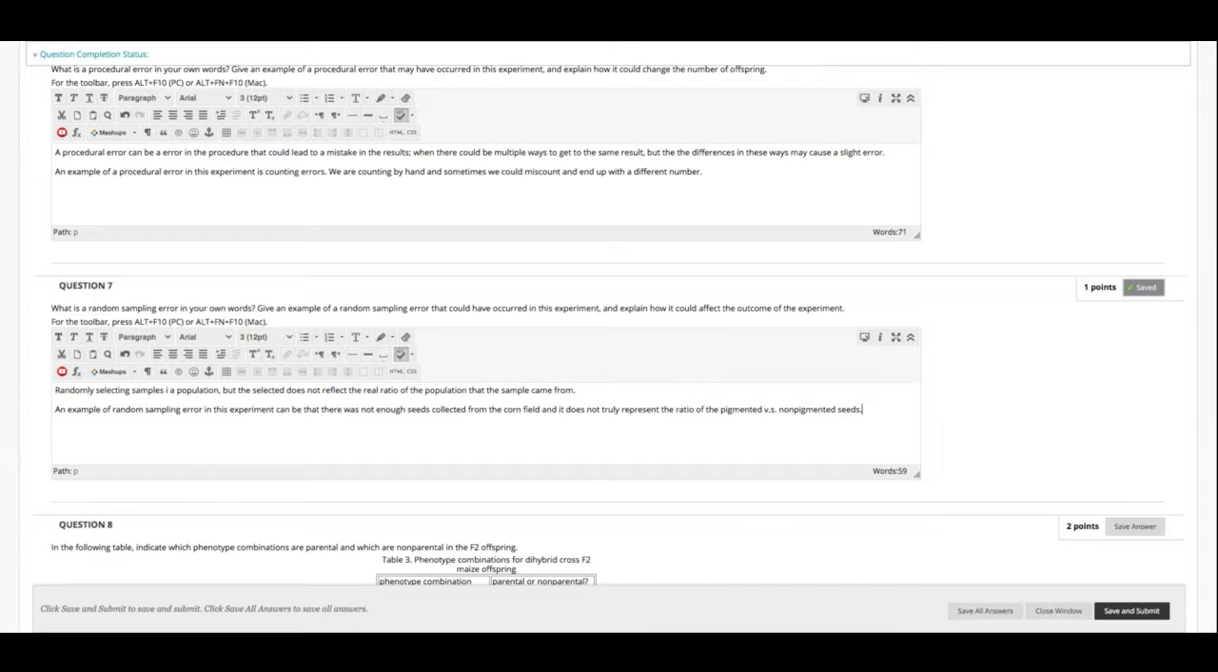Seed collected from the cornfield doesn't truly represent the ratio of the pigment.